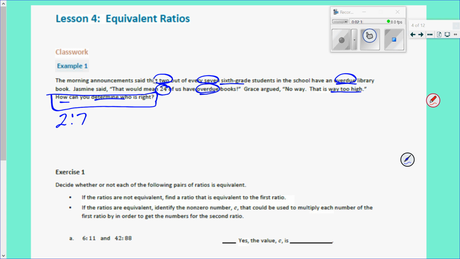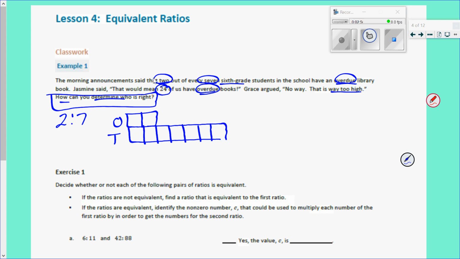Good. Okay, so following what we did the other day, let's go ahead and make a tape diagram out of that. So we have 2 with overdue books out of 7 total students. So the overdue out of the total. Make sense? Okay, so then what did Jasmine say? 24 students had overdue books. So now how do I use that information as a representation in my tape diagram?